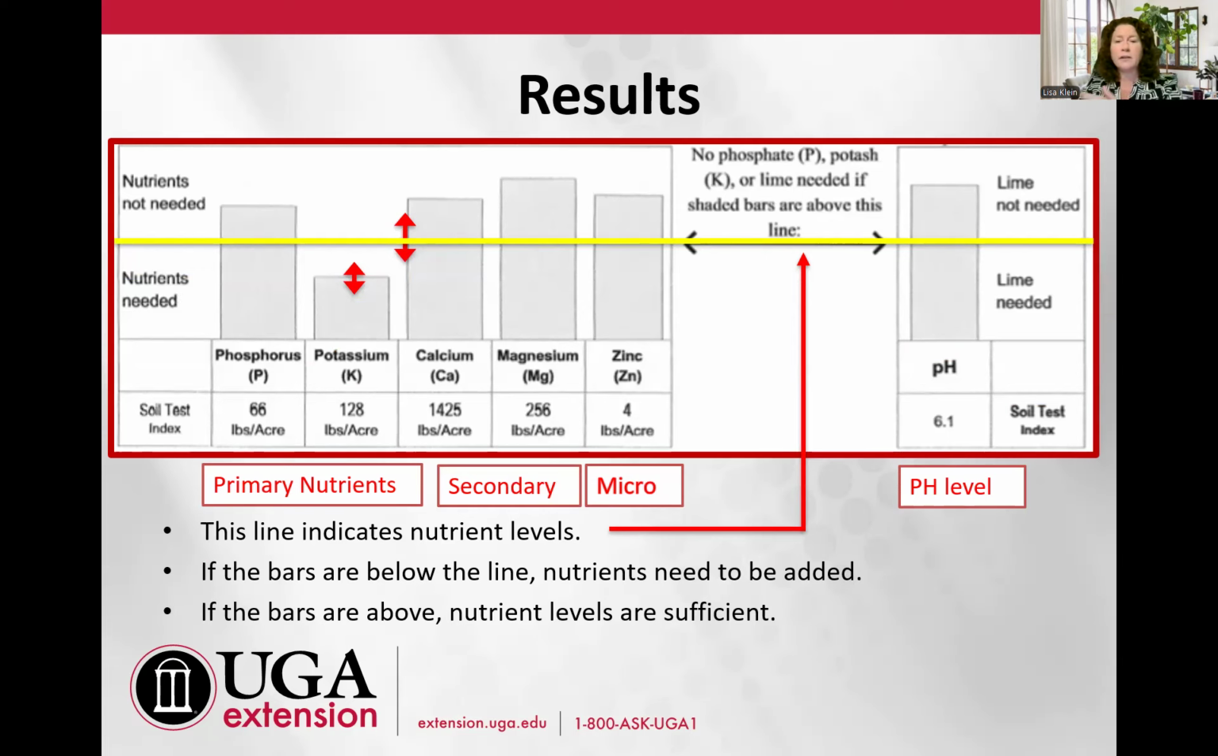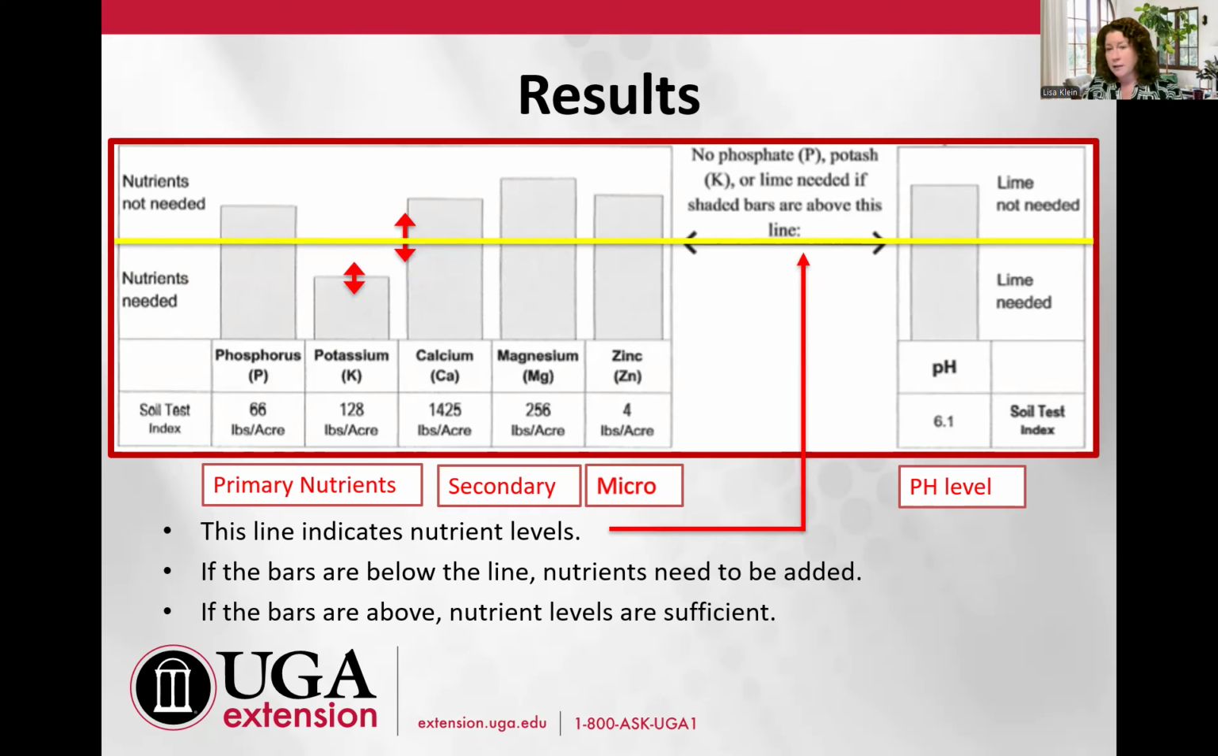So this bar, the yellow line that you see, above that, you have too much. Below that, you don't have enough. So in this case, on this particular one, there's plenty of phosphorus. You don't have to adjust it. Potassium's low. You're probably going to have to add some. Calcium's fine, magnesium is fine, and zinc is fine.